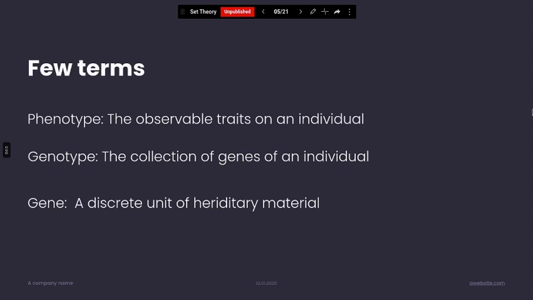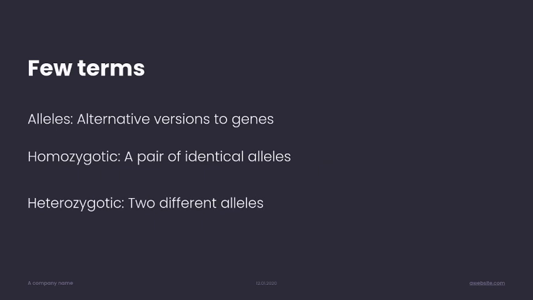Some of the terms that we'll be using: first, phenotype. Phenotype are the observable traits on an individual. We will not be hugely concerned with the phenotype in this class. However, we will just use the term a few times. Genotype is the collection of genes of an individual. A gene is a discrete unit of hereditary material. Of course there could be more accurate definitions in terms of structure and such things. However, they are not of huge concern for the set theory class.